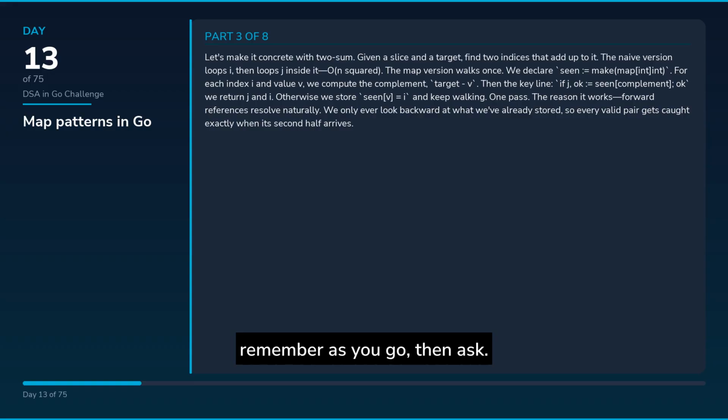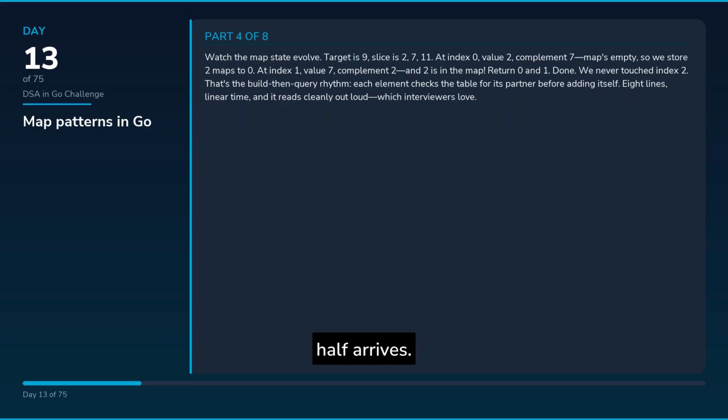One pass. The reason it works, forward references resolve naturally. We only ever look backward at what we've already stored, so every valid pair gets caught exactly when its second half arrives. Watch the map state evolve. Target is 9, slice is 2, 7, 11. At index 0, value 2, complement 7, map's empty, so we store 2 maps to 0. At index 1, value 7, complement 2, and 2 is in the map. Return 0 and 1. Done. We never touched index 2.